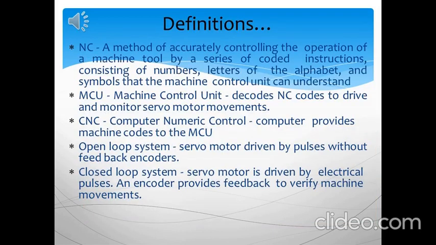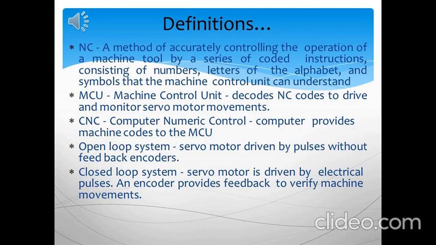Definitions of the various systems. First one is numerical control, a method of accurately controlling the operation of a machine tool by a series of coded instructions consisting of numbers, letters of the alphabet, and symbols that the machine control unit can understand. MCU, machine control unit, decodes NC codes to drive and monitor servo motor movements. CNC, computer numerical control: a computer provides machine codes to the machine control unit.